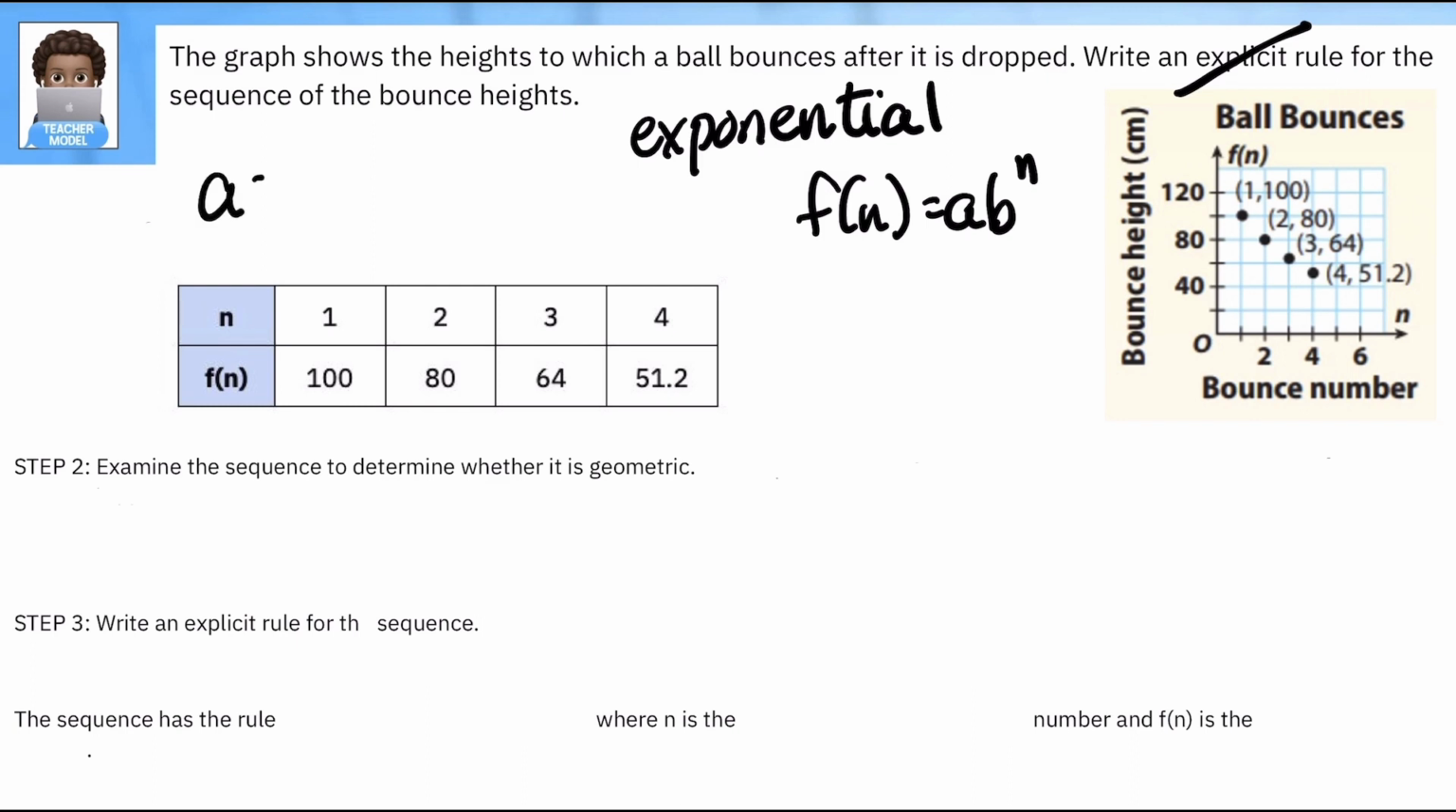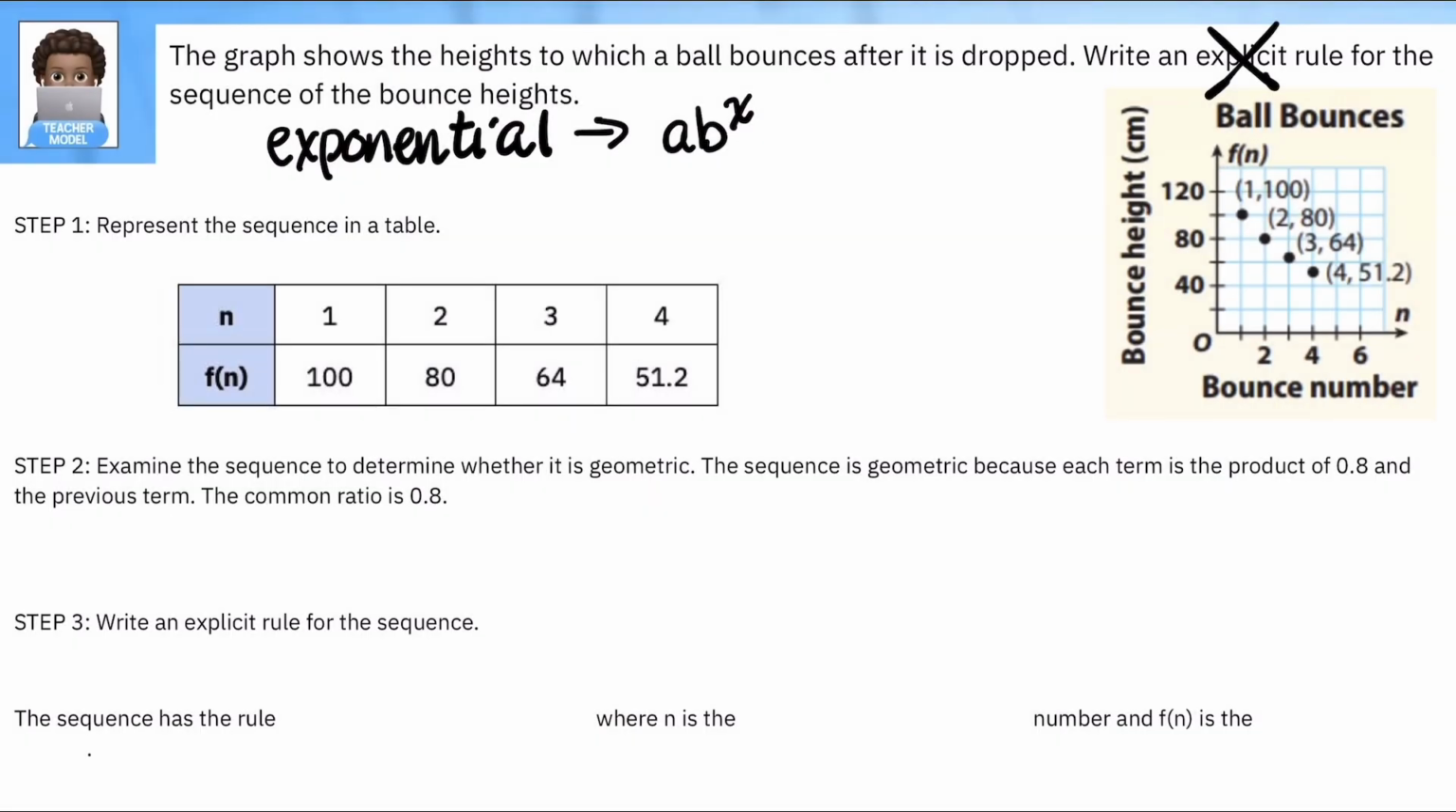Now, a is, again, not the same as f of 1. A is the value you get when your x is 0. So 0 and a. That's the one we're going to look for. Now, that is the one that we don't have here. So what if I want the exponential function ab to the x?